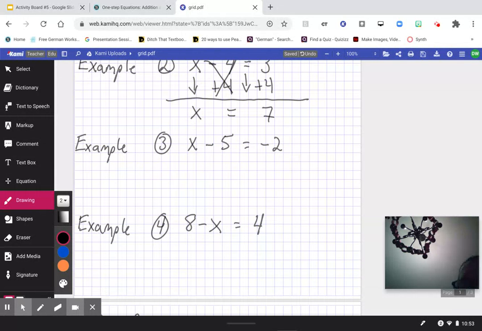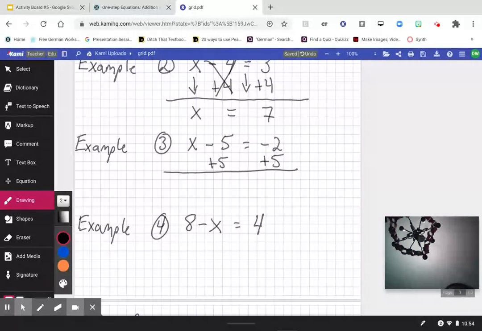Example 3, x minus 5 equals negative 2. All right, so opposite operations, I have a negative 5 or a minus 5. So I would like to add 5 to both sides. And this is where we have to be careful because we're adding negative numbers. So negative 2 plus 5, if you can't see right away that equals positive 3, you can jot down a little number line.